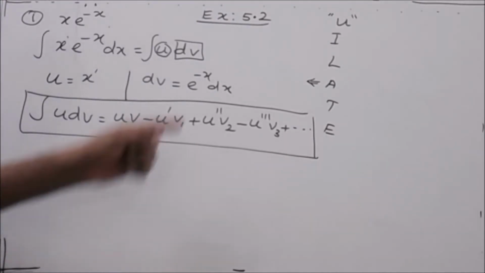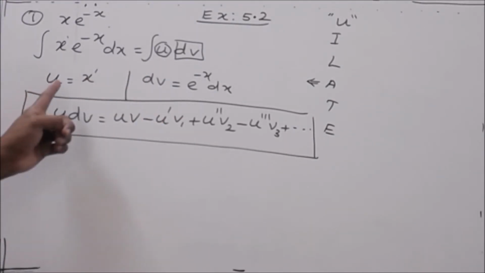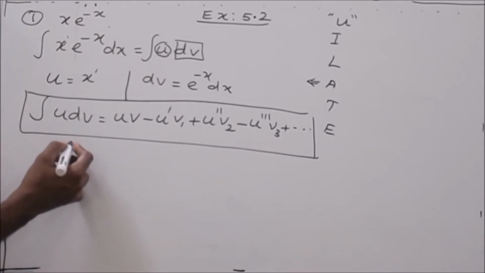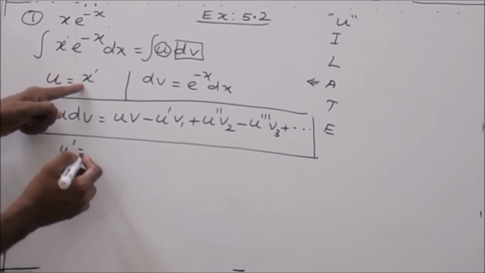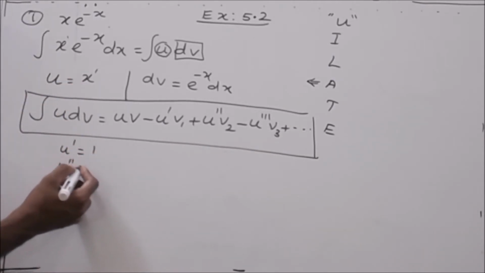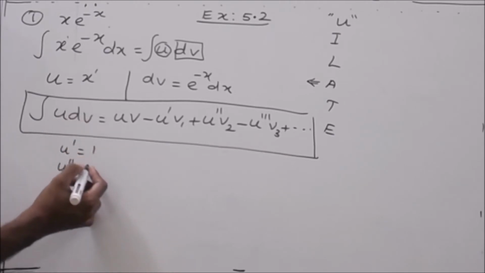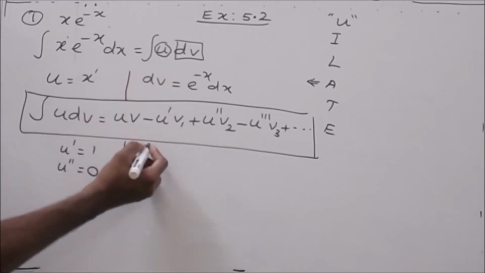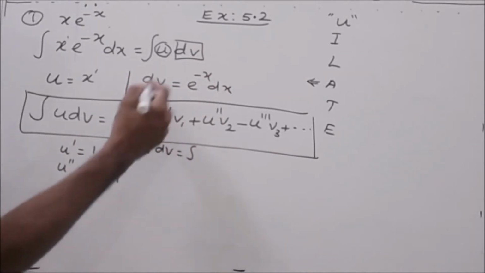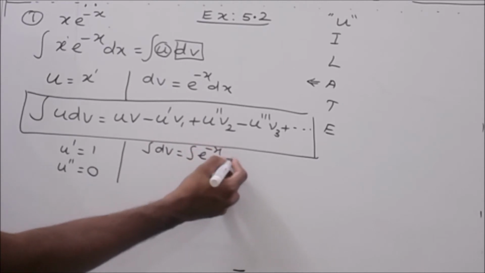How long can we go on? When the derivative of u becomes 0, we can stop. So u dash, the derivative of x with respect to x, is 1. U double dash is equal to the derivative of 1 with respect to x, which is 0. Then integrate here: integral dv equals, applying the integral symbol on both sides, e power minus x dx.